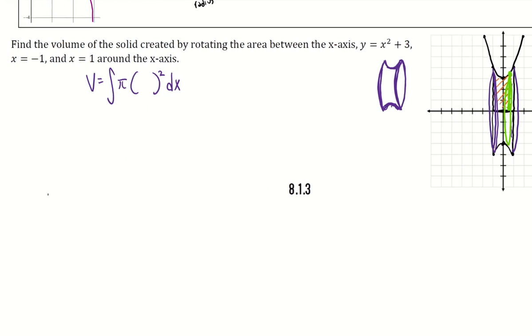So the function itself, f of x, is what my radius is. Because no matter where I am, that radius is going to be touching the top of my function, x squared plus 3. So my function is my radius. Again, in terms of x, since I have a dx, the thickness of each disk is dx. And then the a and b values, we're going from -1 to 1, because that's where my bounds begin and end.